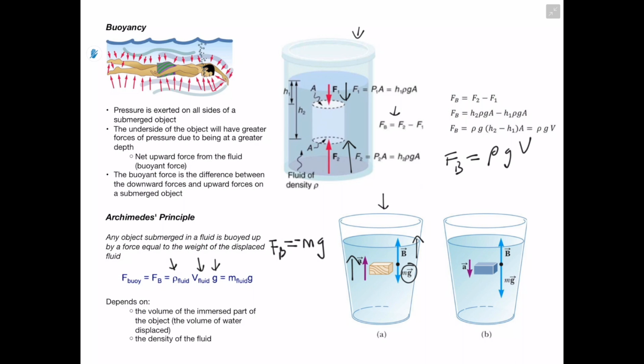Then in this example with the metal box, we see that it has a greater density than the water. So in this case, the mass is going to be greater, therefore giving a greater force due to gravity, which is going to overcome this buoyant force and cause the object to sink. So it's going to have a downward acceleration. In this case, our buoyant force is going to be less than our force due to gravity.